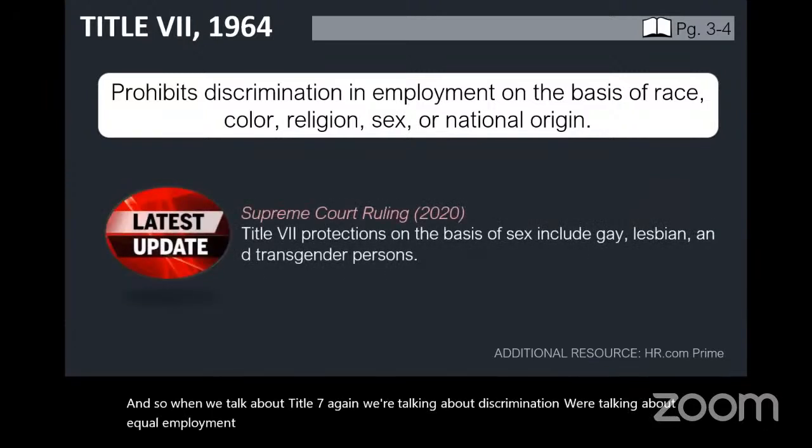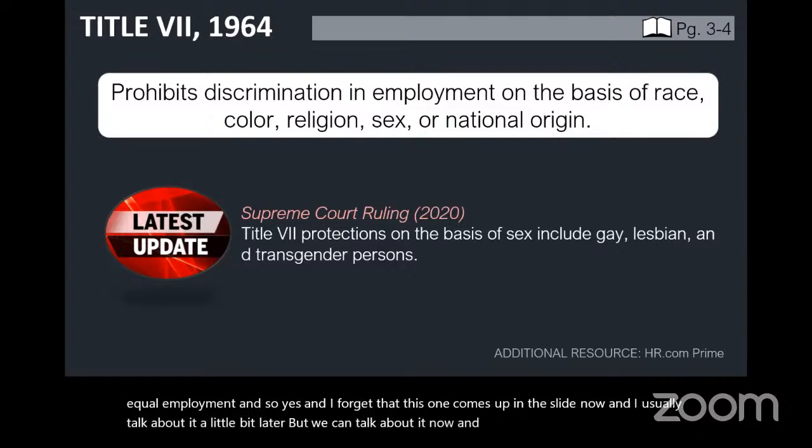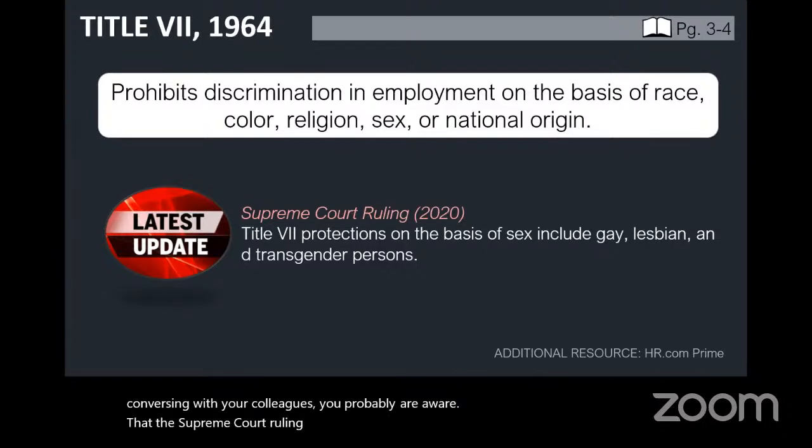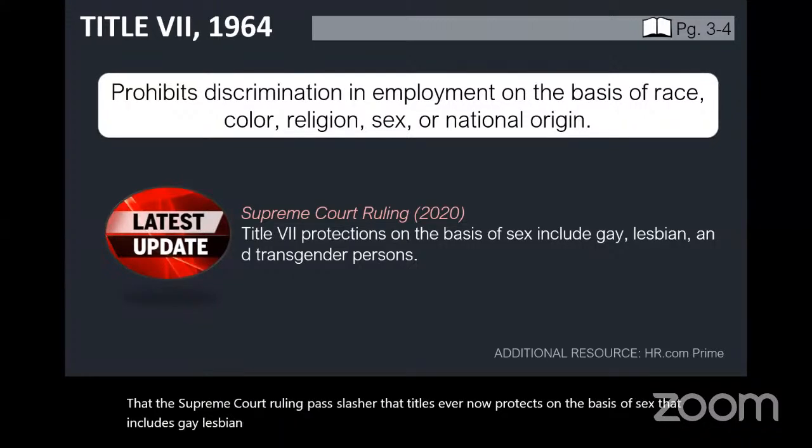And so yes, I forgot that this one comes up in the slide now. I usually talk about it a little bit later, but we can talk about it now. Most recently, the Supreme Court ruling of last year, if you were in the media or watching TV or conversing with your colleagues, you probably are aware that the Supreme Court ruling passed last year that Title VII now protects on the basis of sex. That includes gay, lesbian, and transgender persons, right? So it made it more of an equal employment opportunity for us to be more inclusive with all persons.